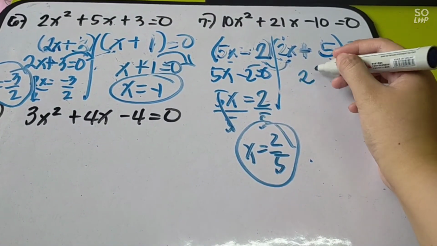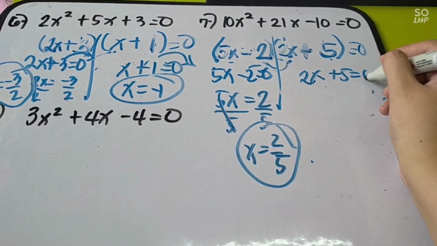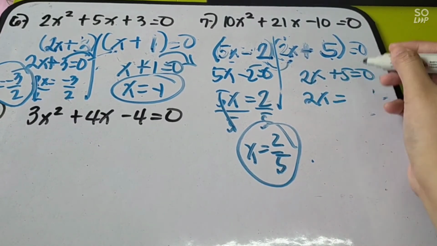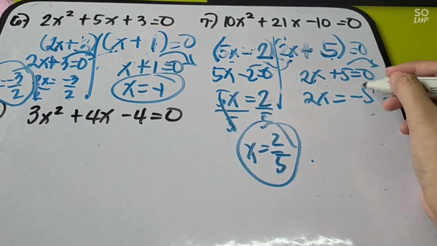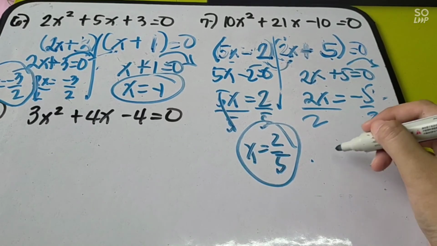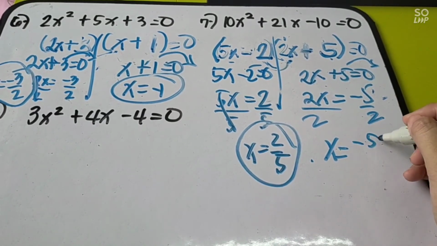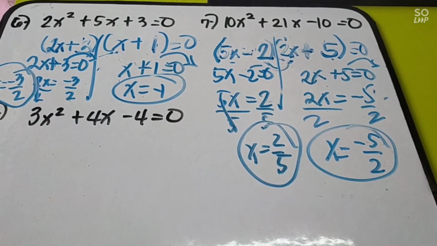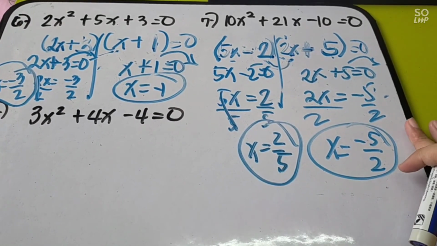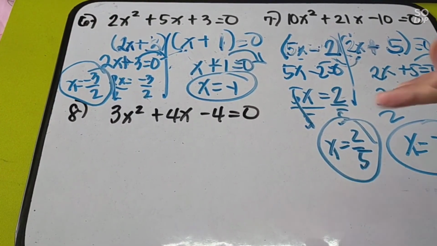Next tayo, 2x plus 5 equals to 0. 2x is equals, just transpose, that is negative 5. Divide both sides by 2. X is equals to negative 5 over 2. We're done. Okay? Next tayo, number 8.